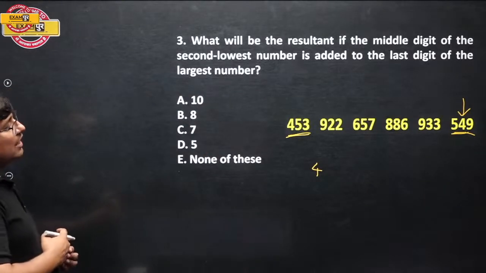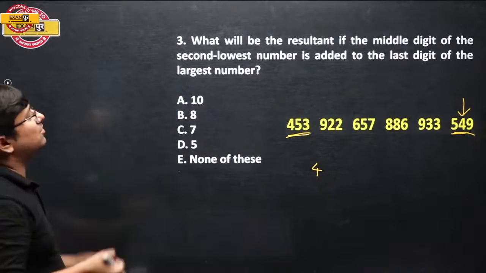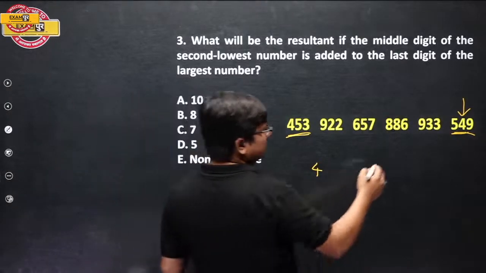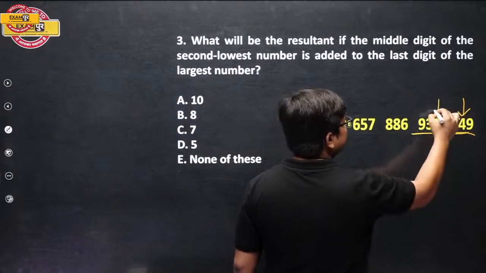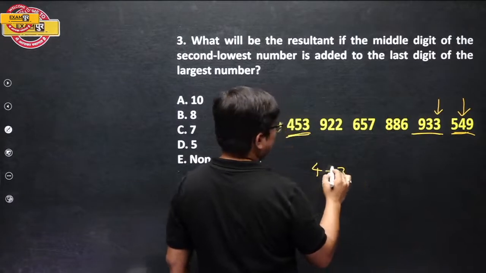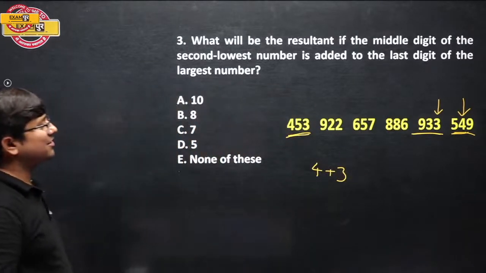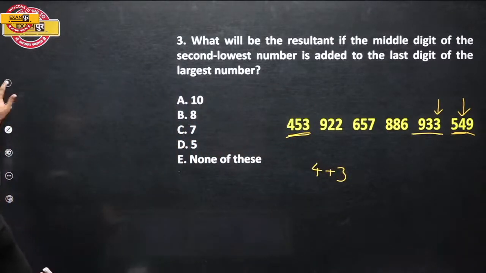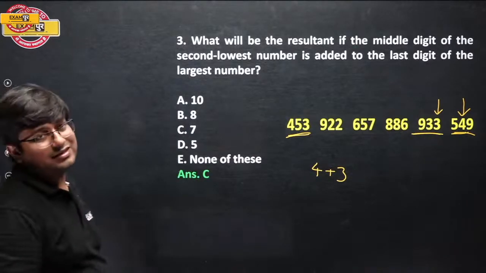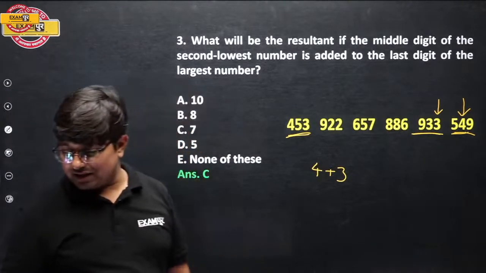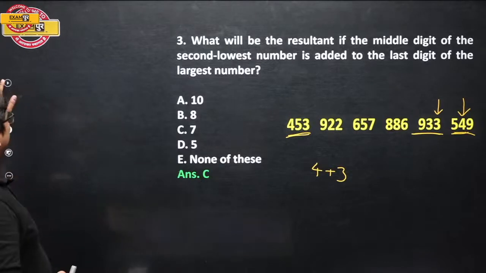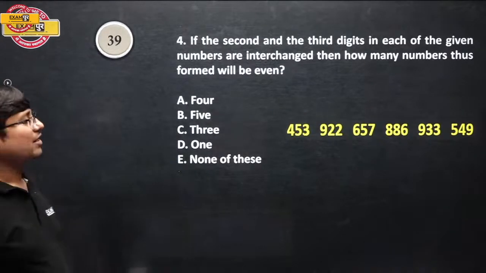Okay, it is added to the last digit of the largest number. Largest number and its last digit is 3. So once they are added, you are smart enough to guess that the answer of the question will be option number C, that is 7. Very good. Arvind and Balidan, very good. Next one. Hurry up.